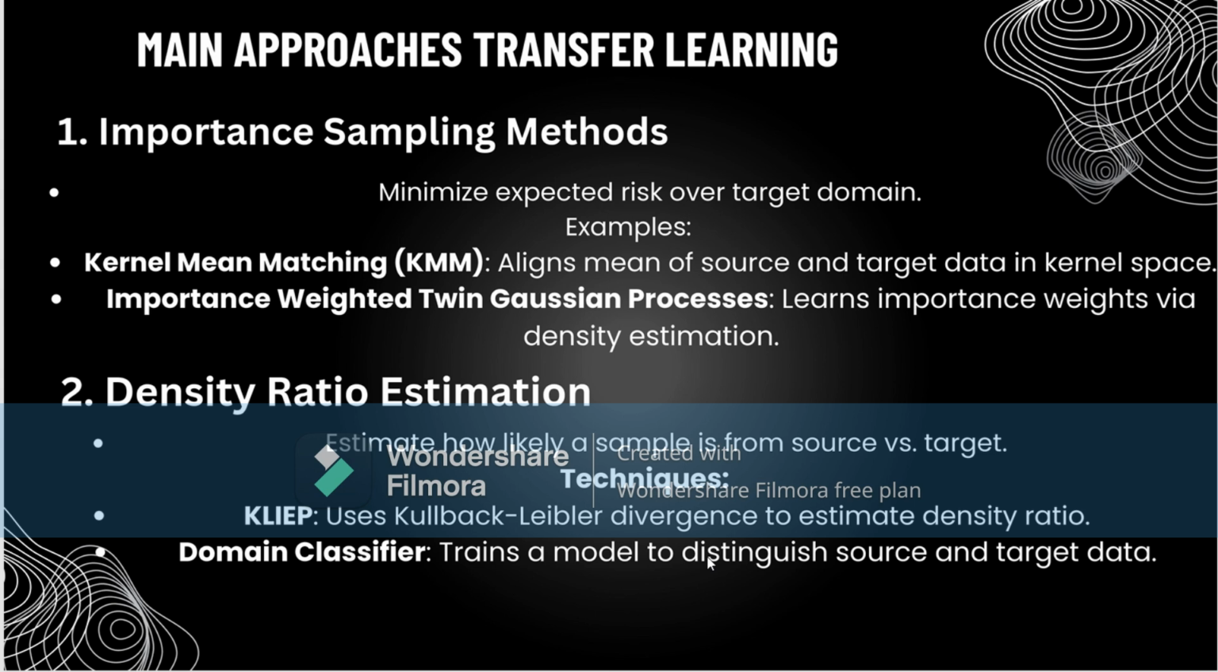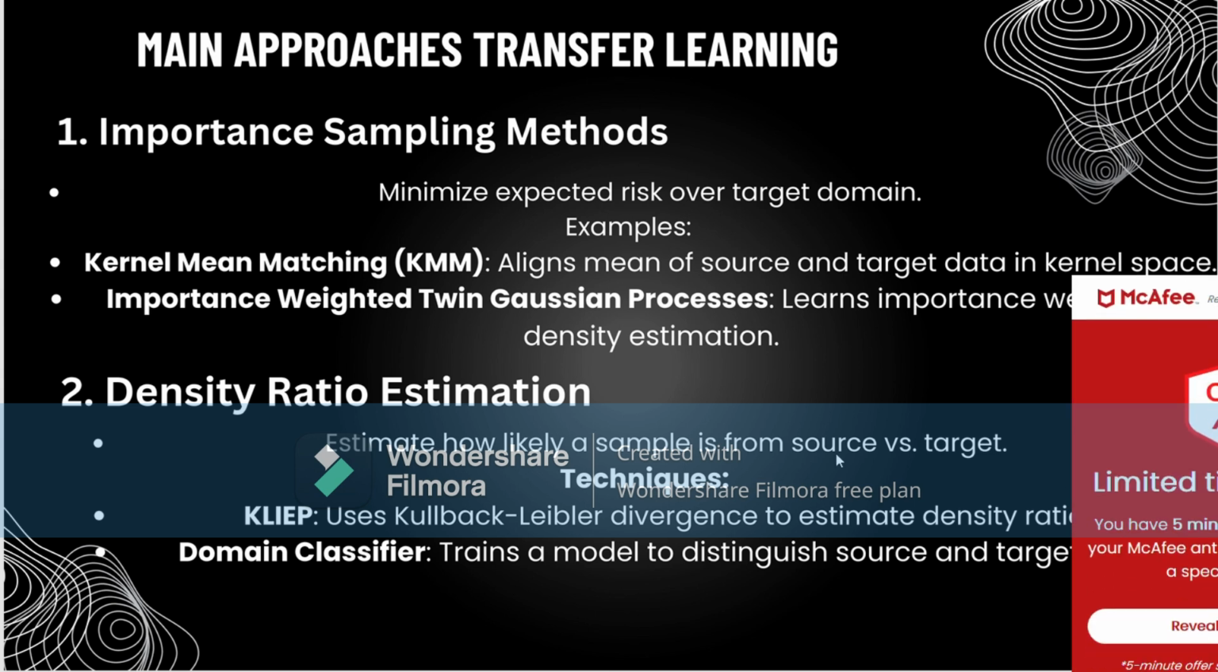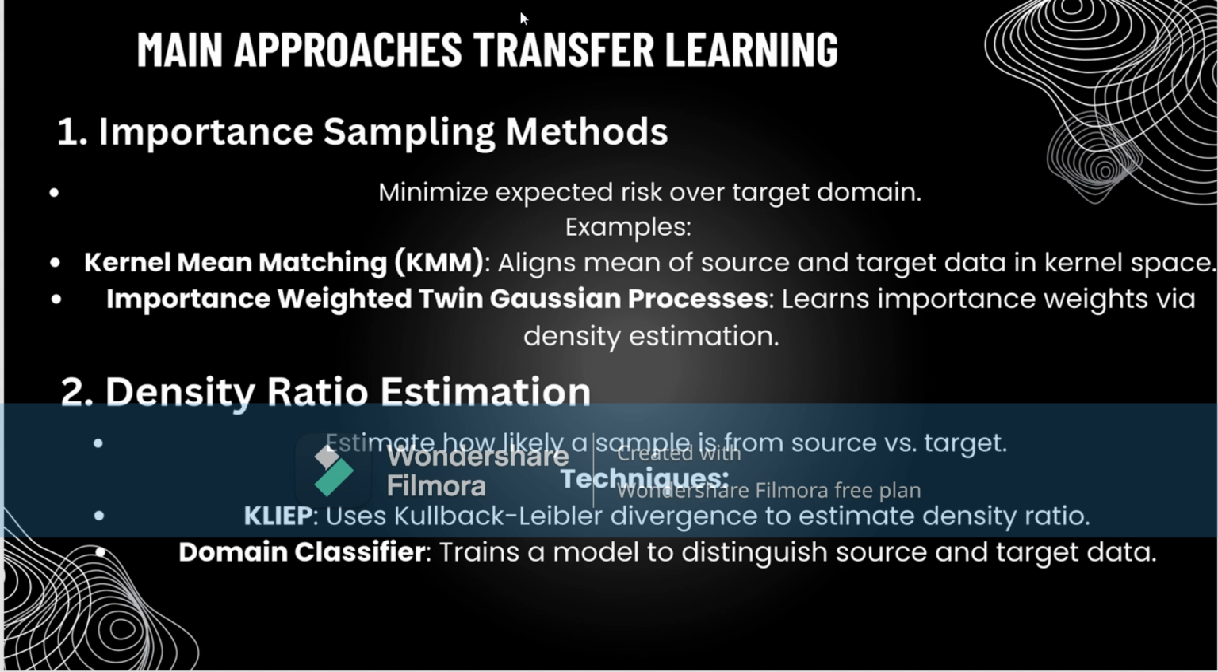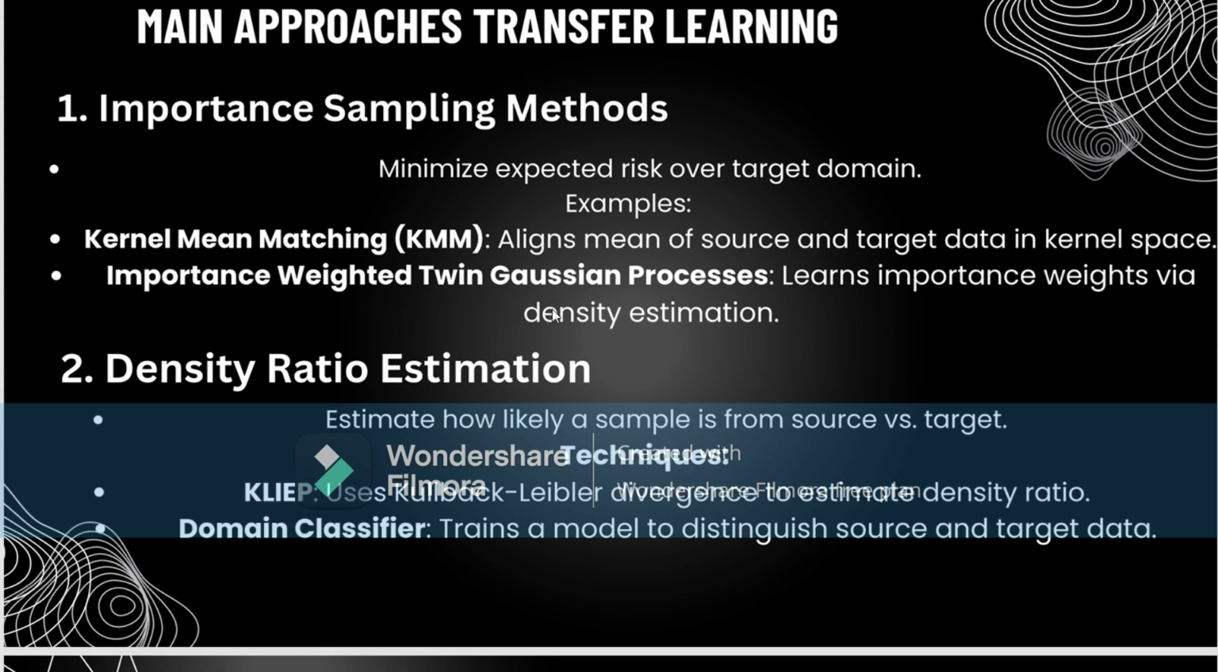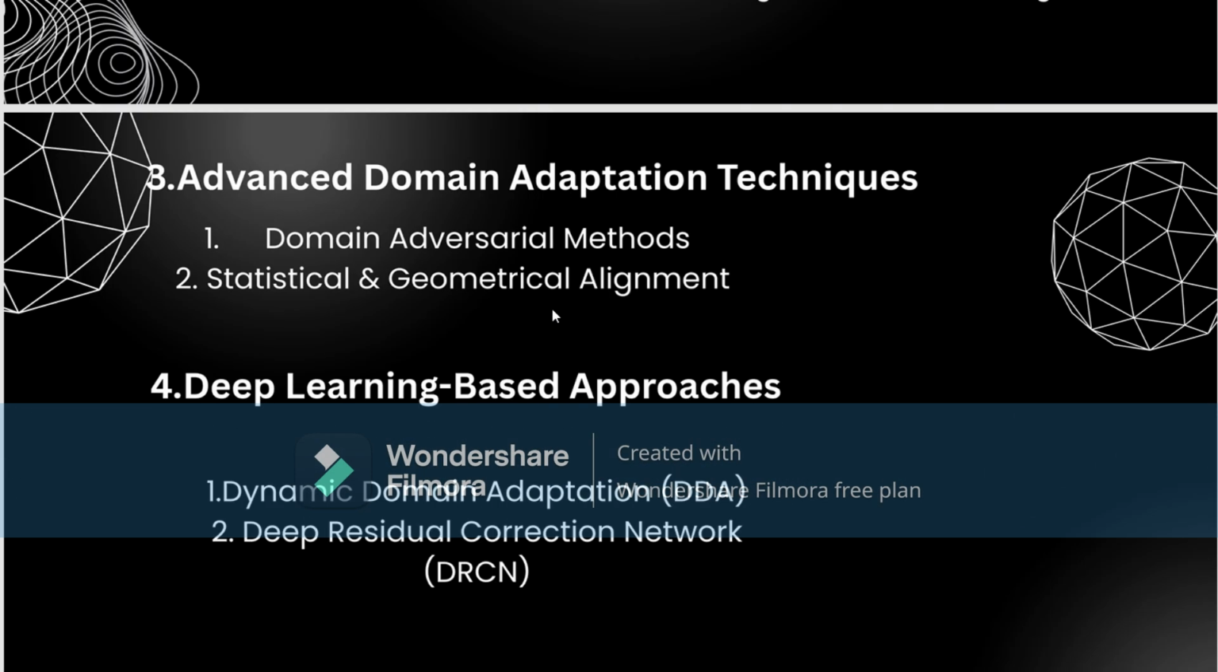Actually, KL divergence is, from KL divergence we can find how much two distributions are related. And the domain classifier trains a model to distinguish source and target data. And we'll go through advanced domain adaptation techniques.